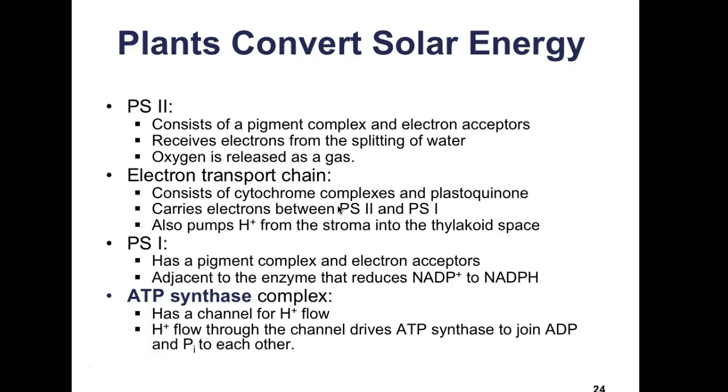So PS2 consists of a pigment complex and electron acceptors. They receive the electrons from the splitting of water. Oxygen gas is released. We do have the electron transport chain. The electron transport chain itself consists of cytochrome complexes and plastoquinone. Those are going to carry the electrons between PS2 and PS1, and it also pumps hydrogen ions from the stroma into the thylakoid space. So that is something that you would want to know now.